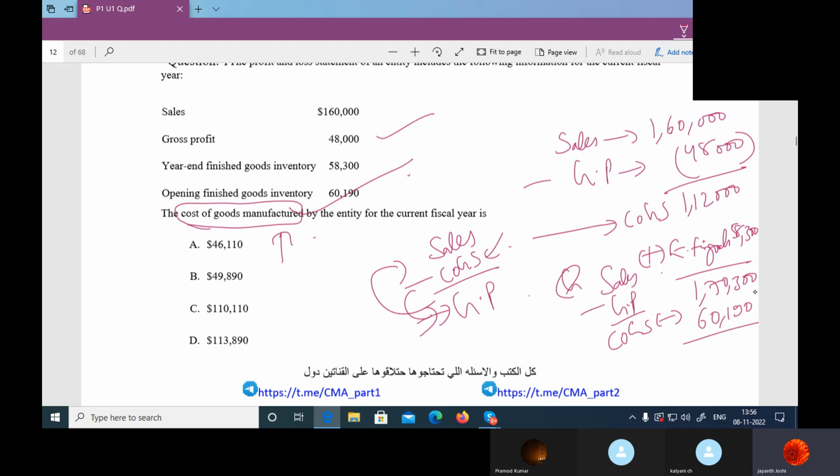60,190. So what I have done is COGS plus ending finished goods inventory because it is with me, minus opening finished goods inventory which I have utilized. So my entire cost would be 1,10,110. So this is my cost of goods manufactured, COGM. And now onwards any question you get you have to apply this formula. Okay, please make the note of this.